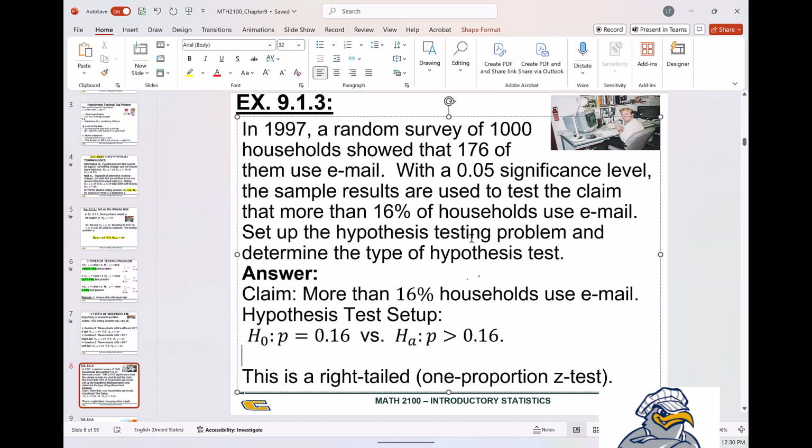And one more thing. Here we set up a testing problem with a null and an alternative hypothesis, and determine the type of hypothesis test, which means we are asked to say whether it's a right tail or left tail test, right? From here, because you're testing for greater than, it's a right tail test. And in particular, it's a one proportion z test. Okay, we will see very soon.